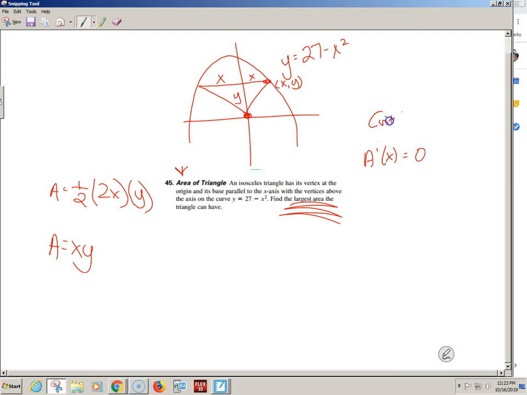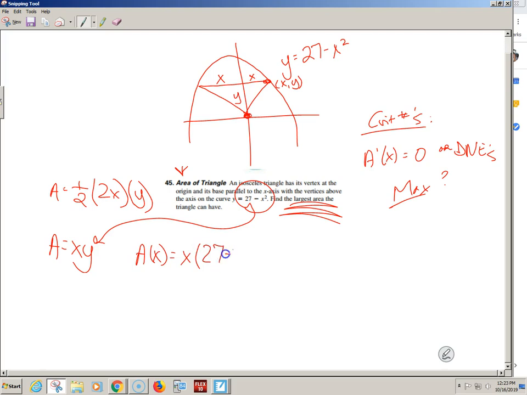Right? Which might have zeros or DNEs. This one's not going to have DNEs, I don't think, but normally. And then I want to look for my max. What's the problem? I don't want y. How do I get rid of it? Go looking for a clue as to who y is. A of x is equal to x times 27 minus x squared, which means A of x is equal to 27x minus x cubed. All I've got to do is take myself a derivative and then find the max.